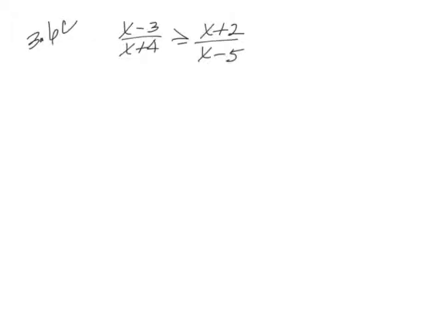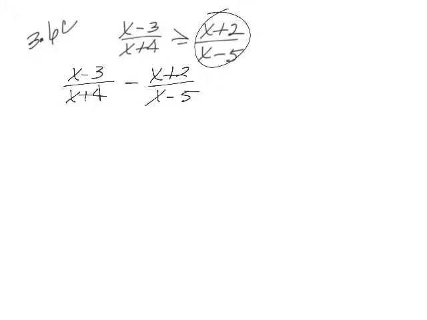So this is 3.6C, bottom of page 324, College Algebra, looking at example 4 when we're dealing with rational inequalities. So we need to make some adjustments before we get going. First of all, let's move all of this stuff over. So we have x minus 3 over x plus 4, and we're going to subtract x plus 2 over x minus 5 and say that that's greater than or equal to 0.